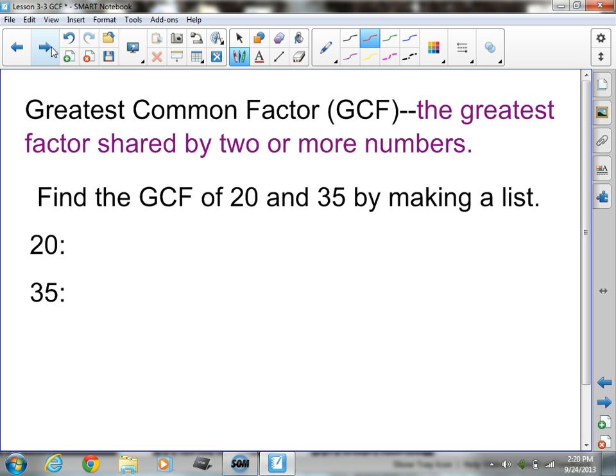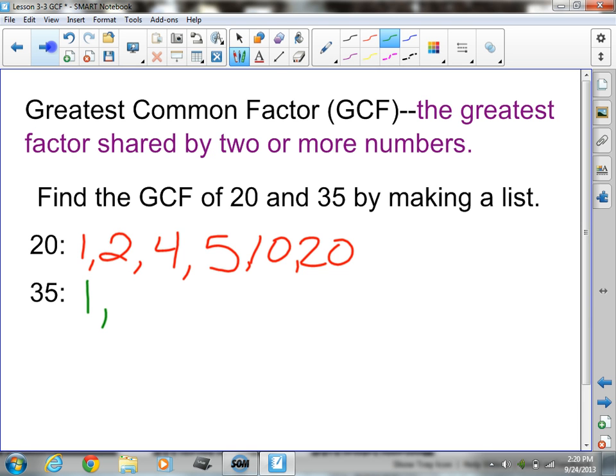So we know for 20 we have 1 and 20, because 1 times 20 is 20. We have 2 and 10. 3 is not. We have 4 and 5. Those are my factors of 20. Now I need to look for my factors of 35.